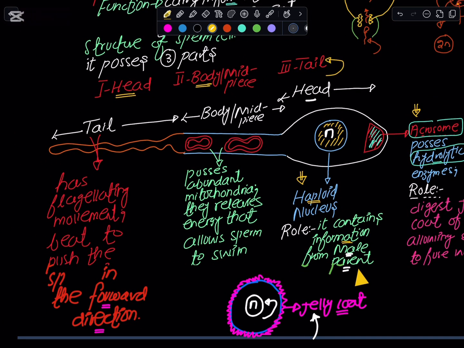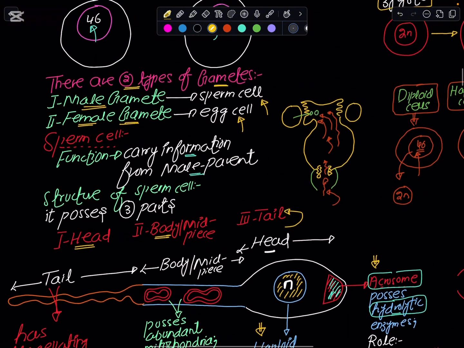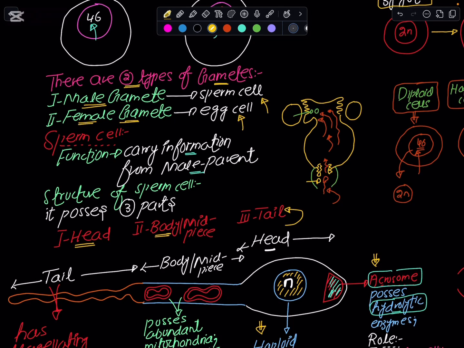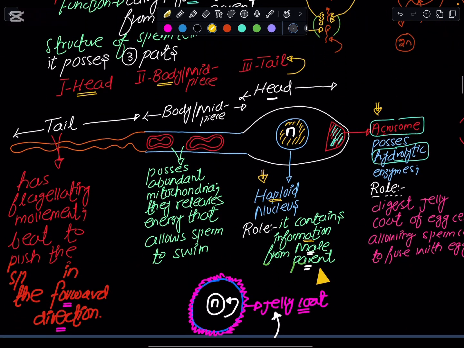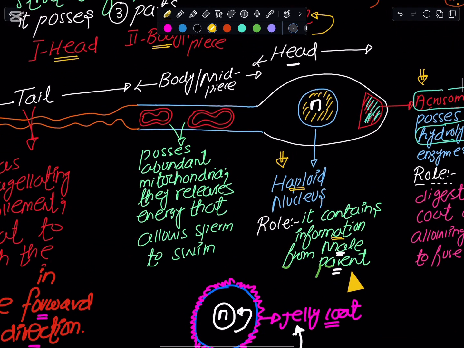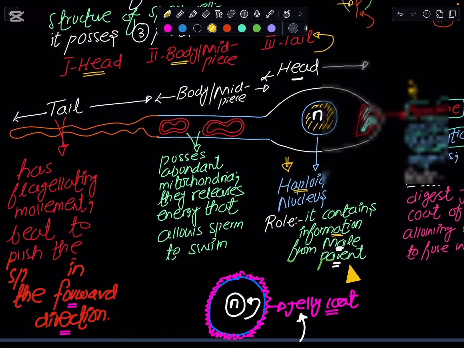This has to flagellate toward the egg cell, because the point where the egg cell is being released is different, and the sperm cell is lying at a different location. So it has to reach toward the egg cell and it would need to move. For the movement, there has to be a lot of energy being released.